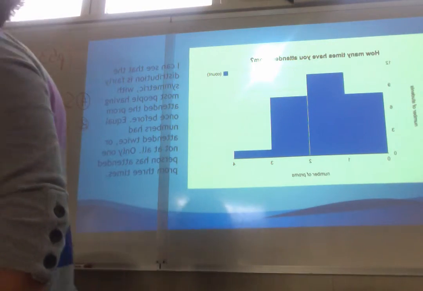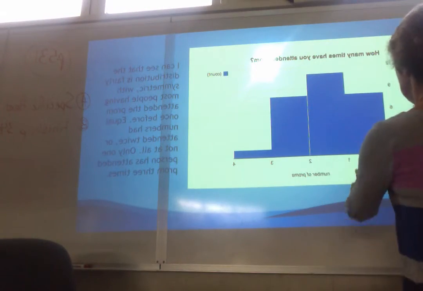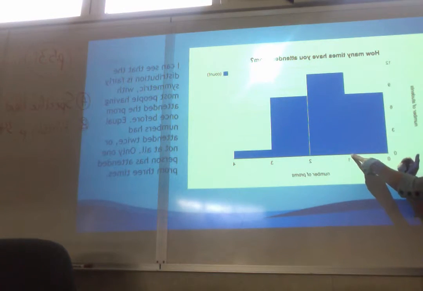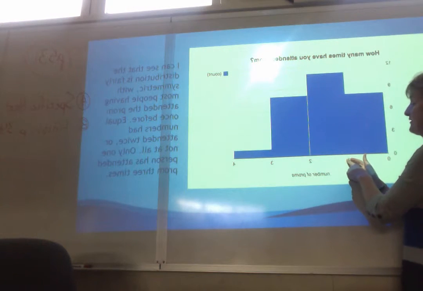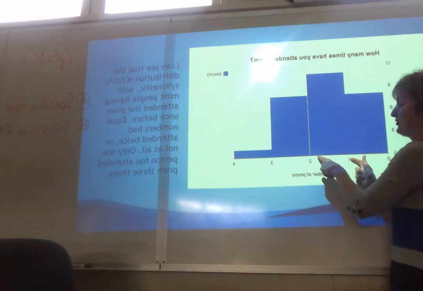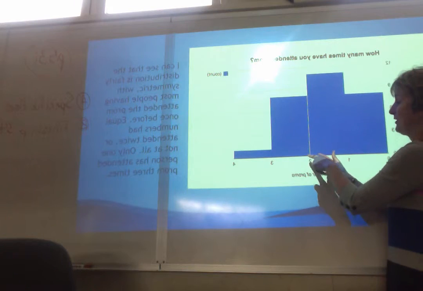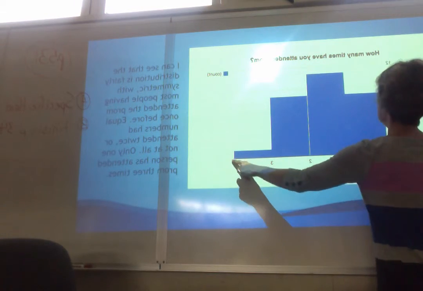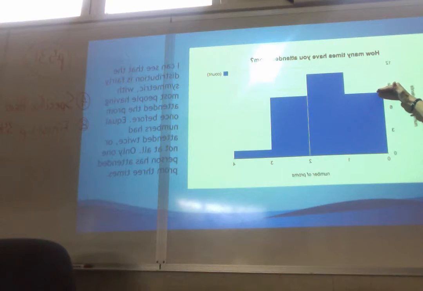How many times have you attended prom? Remember, this bin is everybody from 0 up to just below 1. This is everybody from 1 up to but less than 2. Here's everybody from 2 up to 3. And this tells how many people.